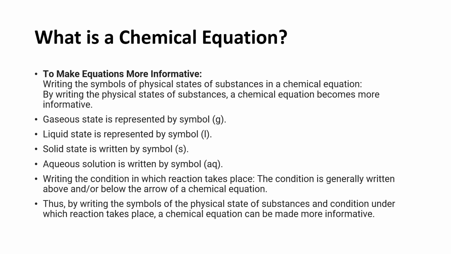Also write the condition in which the reaction takes place. The condition is generally written above and/or below the arrow of the chemical equation. Thus, by writing the symbols of the physical state of substances and the condition under which the reaction takes place, a chemical equation can be more informative.